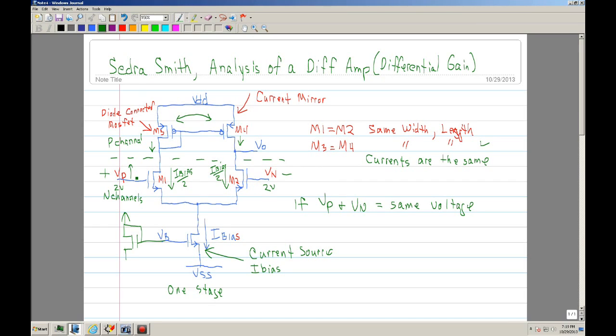As you raise this up, you're increasing VGS. Remember, if you look at the saturation equation that we use, when VGS goes up, ID goes up. So this current actually increases. And if it increases, that means that the current supplied by M4 also increases.